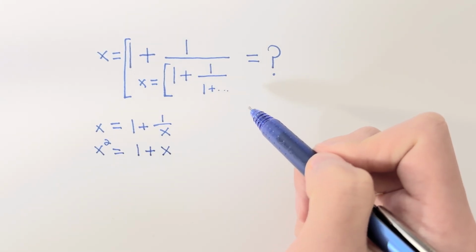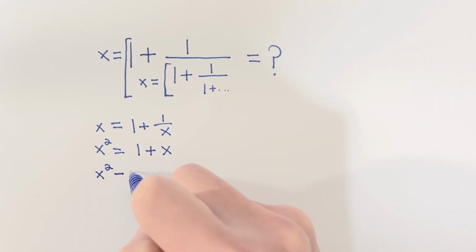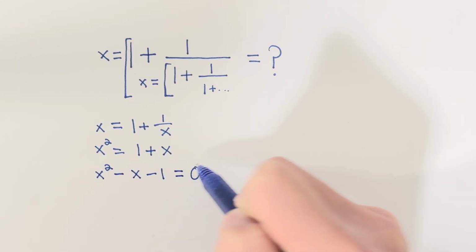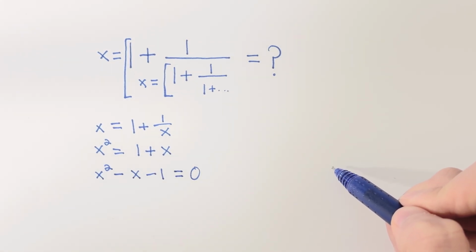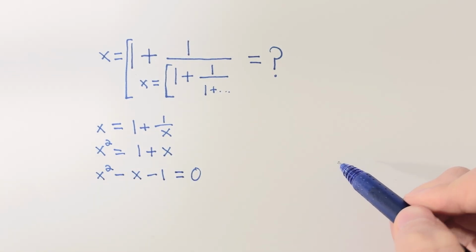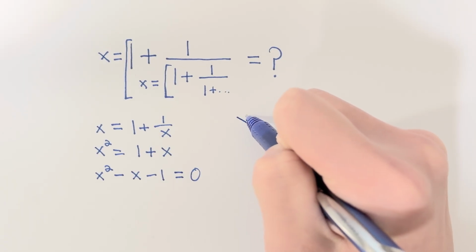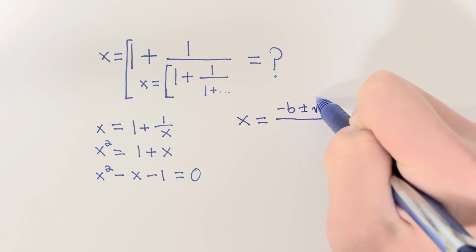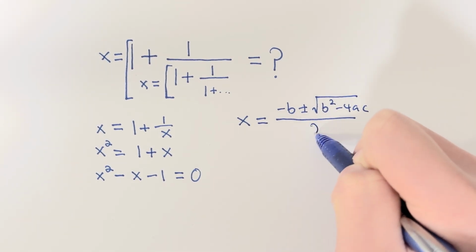Now we have a quadratic equation because we can move the variables and the constants all to one side. x squared minus x minus 1 is equal to 0. This is not factorable, so we can use the quadratic formula, which is x is equal to negative b plus or minus the square root of b squared minus 4ac, divided by 2a.